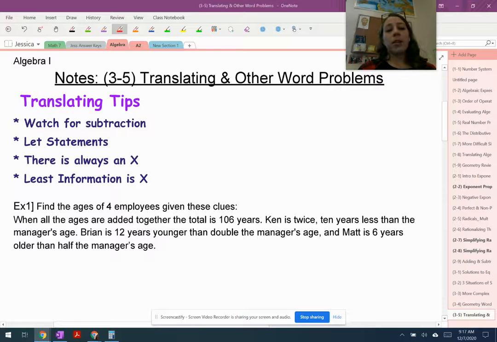Good morning, Algebra Kids. This is notes for 3-5, Unit 3, Lesson 5, translating word problems and other word problems. So some translating, and then we're going to look at one other type of word problem.